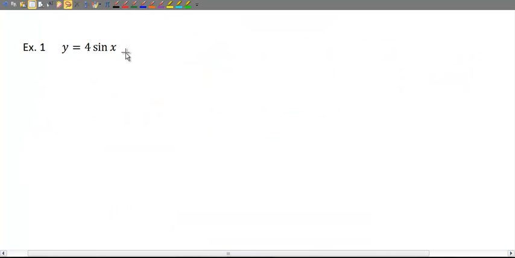So let's look at this first example we have here. It says y is equal to 4 sine x. We just discussed that the amplitude of my function is always going to be the coefficient in front of my trig function. So in other words, the amplitude of this function is 4. The maximum it's going to rise is 4, and the minimum it's going to drop is at -4. The other thing we need to know about a sine function is that its period is normally 2 pi, meaning that when we graph this function, we're looking at the interval between 0 and 2 pi.